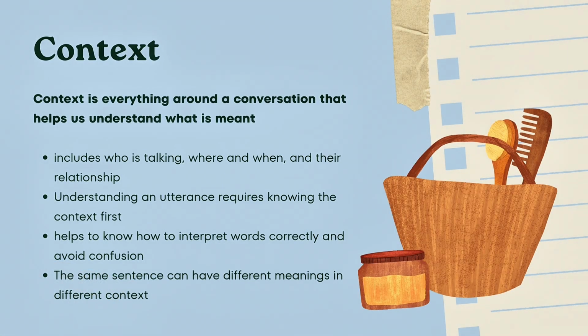Now we move to the context. The role of context is very important in pragmatics. Context includes everything around a conversation, such as who is talking, where and when the conversation happens, the physical situation, the social relationship between speakers, and the background knowledge they share.